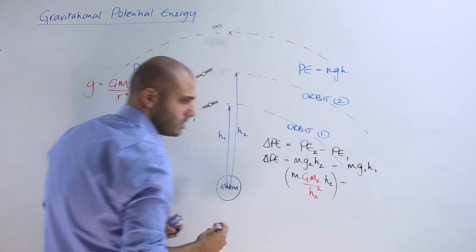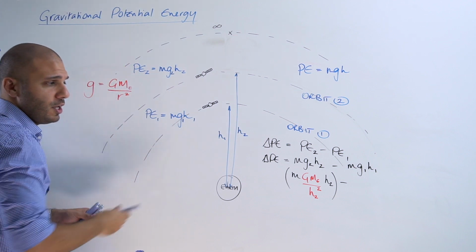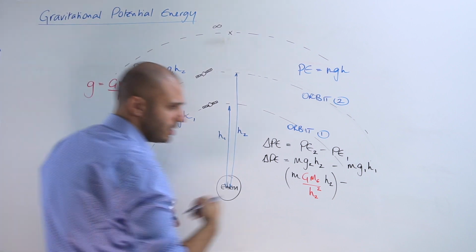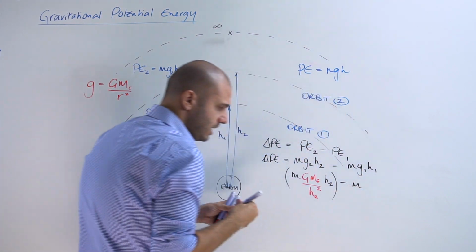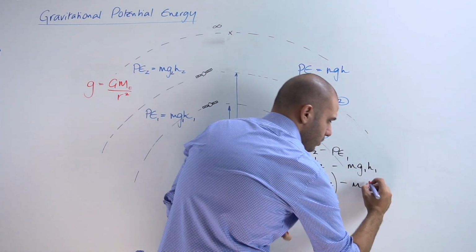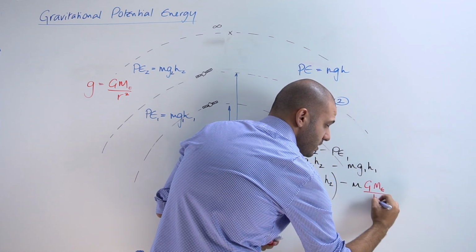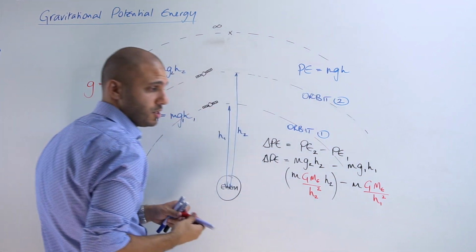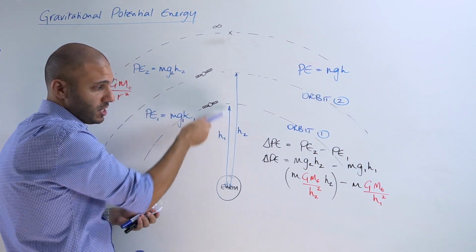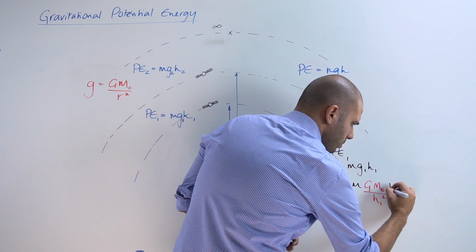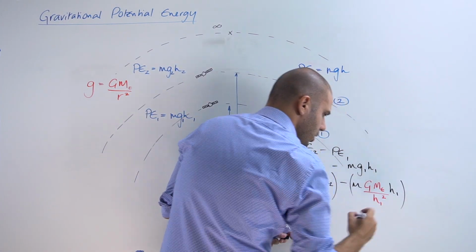So that is the first part of our equation. For the second part of our equation, I'm going to do exactly the same thing, but instead of g1, substitute with G times the mass of Earth, divided by, this time round, h1 squared, because this time the distance away from the center of Earth is h1. And again, multiply that by h1.